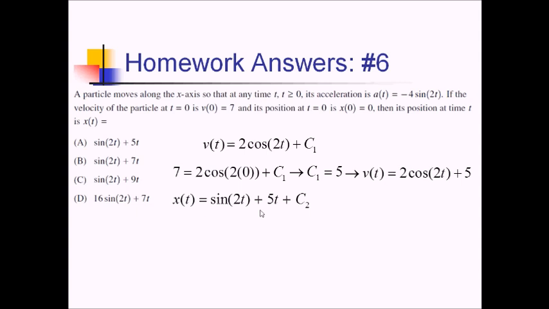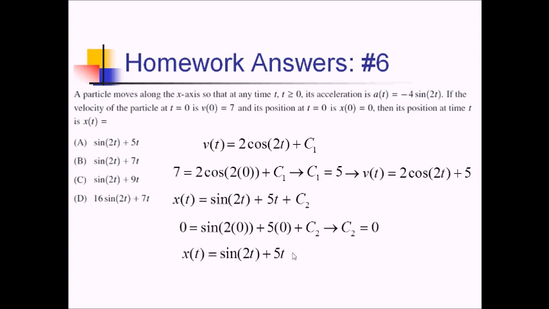Now we have to find the value of c2 by plugging in our initial condition for position. So we have 0 going in for x over here, and that's with an input t value that's also 0. Sine of 0 is 0, 5 times 0 is 0, so we end up with c2 equals 0, which means x of t really just equals sine of 2t plus 5t plus 0, or just with no plus anything at all. And that ends up being choice A.